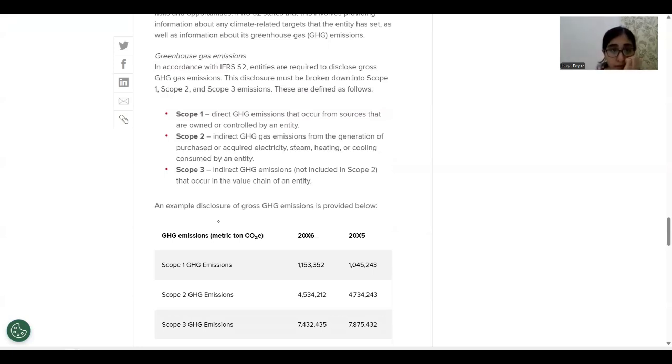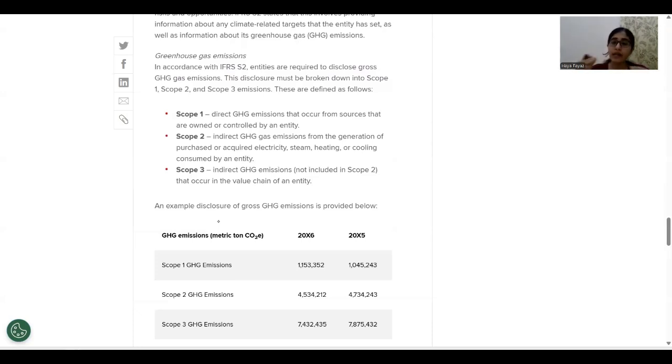So in the disclosures, they have given Scope 1, Scope 2, Scope 3. Scope 1 is direct GHG emissions that occur from sources that are owned or controlled by the entity. Scope 2 is indirect GHG emissions from the generation of purchased or acquired electricity, say, or cooling consumed by the entity. Scope 3 is indirect emissions, not included in Scope 2, that occur in the value chain of an entity. So Scope 1 is something that is under their control. Scope 2 is GHG emissions from stuff which is not directly in their control, but which is technically related to business operations, like indirect expenses and utilities. It's coming from there. Probably not entirely controllable for us, but it is genuinely required for the business.